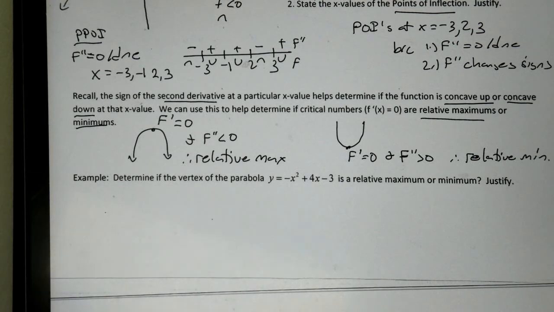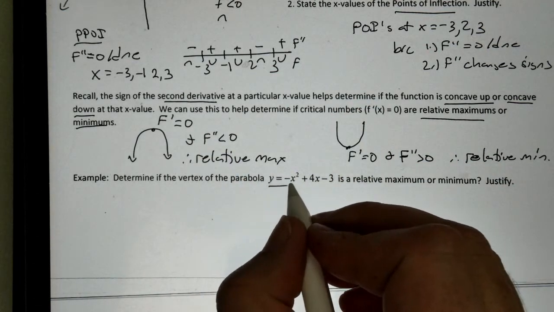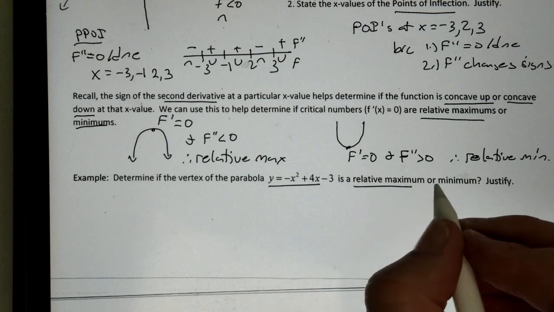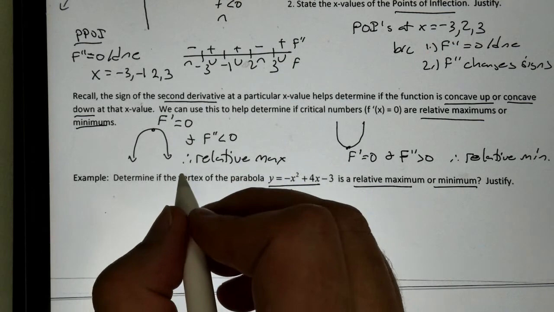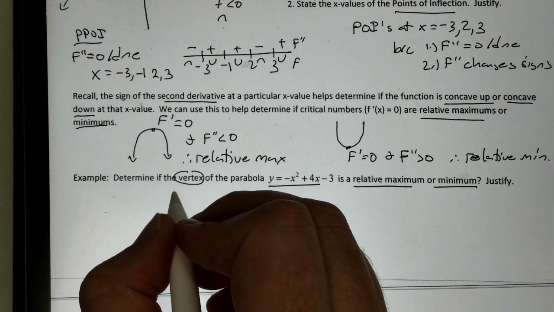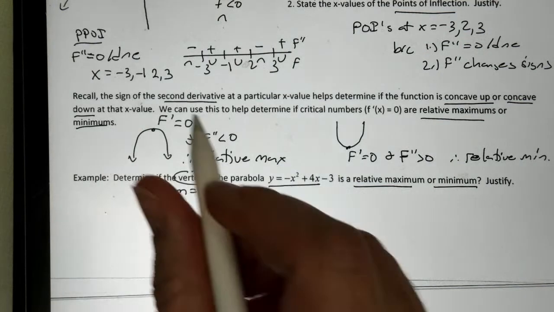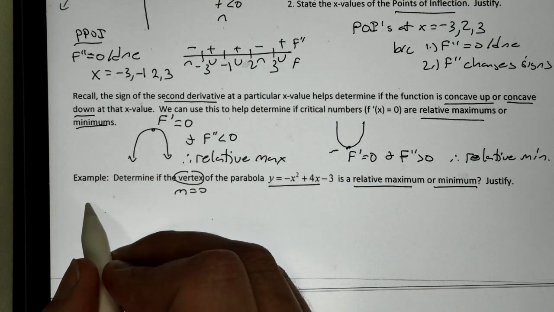So let's see here. We want to determine if the vertex of this parabola is a relative maximum or a relative minimum. So we have to find the vertex of our parabola. Well, this is just where the slope is 0. If you think about the parabola, it's where the slope is 0. So I can find that.